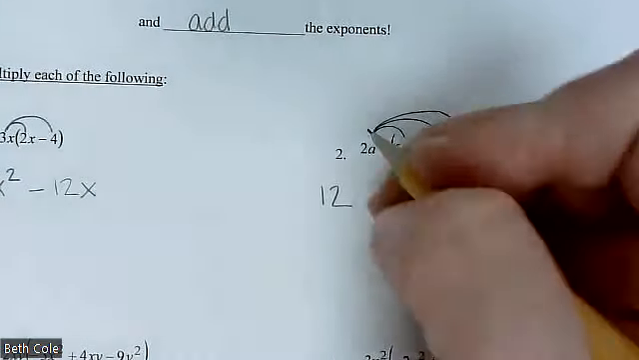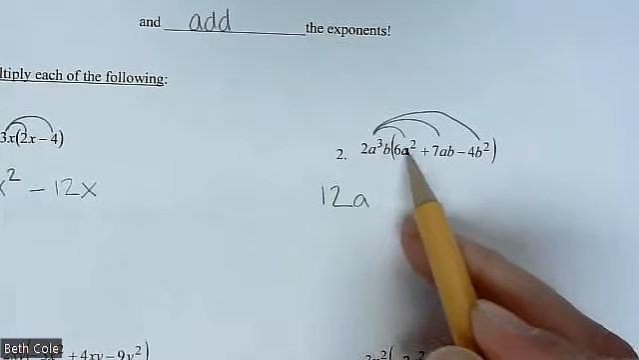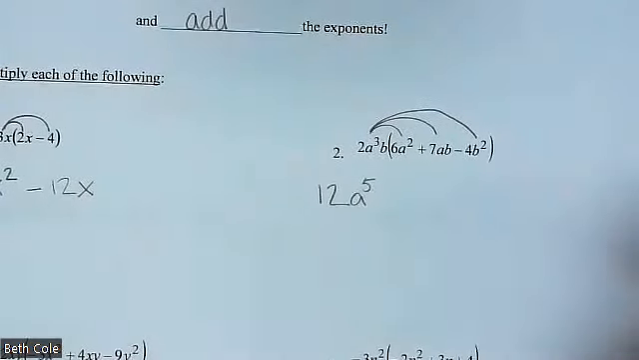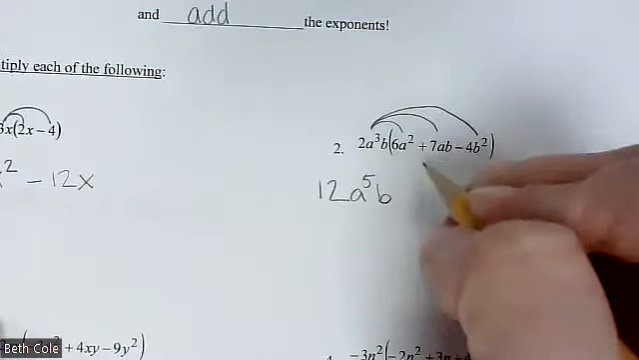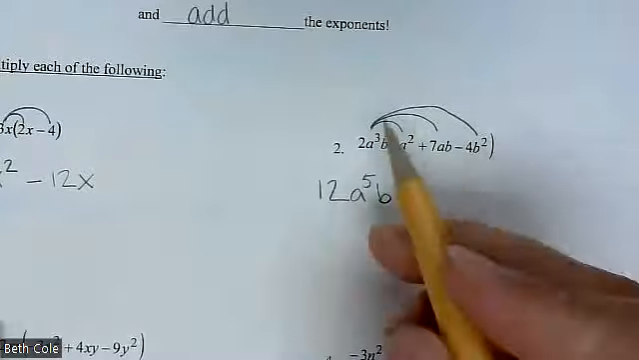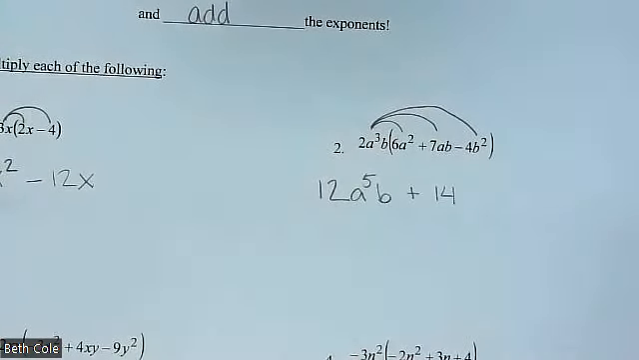And then for the a's, you're going to add the exponents. So that would give us what? 5. And then what else is just there? B is kind of just there. It's just along for the ride, all right? Plus, and then you're going to do the next one. 2 times 7 is 14.